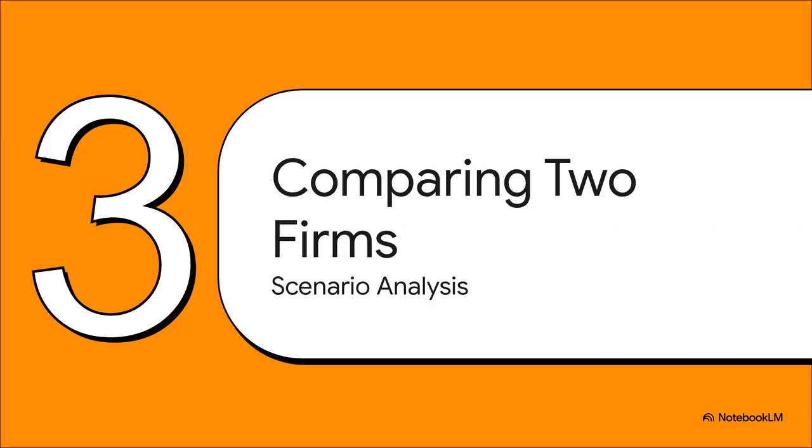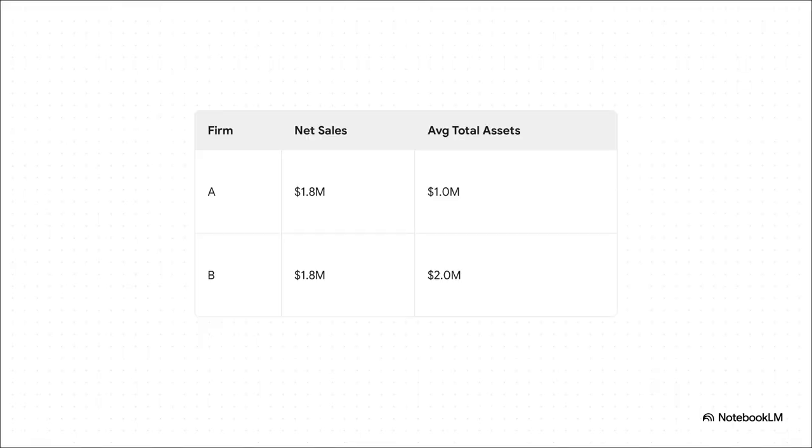Next up, Section 3, Scenario, comparing two firms. Because a number like 1.06 doesn't mean much without some context, let's set up a quick mini scenario to really build a case here. Picture two firms in the exact same industry, Firm A and Firm B. Both are bringing in the exact same top-line revenue, $1.8 million in net sales. But look closely at their asset bases. Firm A is operating with $1 million in average total assets. Firm B, on the other hand, needs double that, $2 million in average total assets.